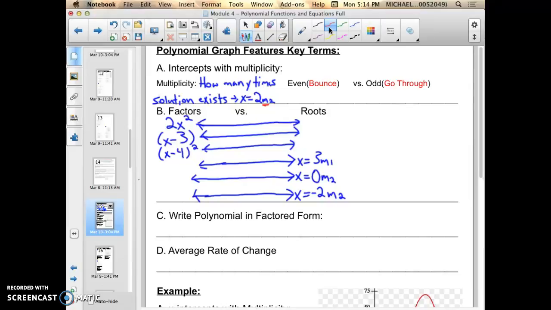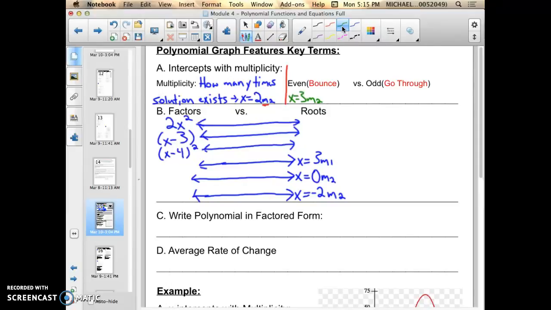And let's move on to, here I'll draw a little separator box, even versus odd multiplicity. If it's an even multiplicity, so let's say x equals 3 multiplicity 2, at that solution x equals 3 on the x-axis, it's going to come down towards 3 and bounce off and go back in the same direction it started from. We'll talk about that when we look at the graph. But just keep in mind, even multiplicity bounces, or that solution bounces off the x-axis.